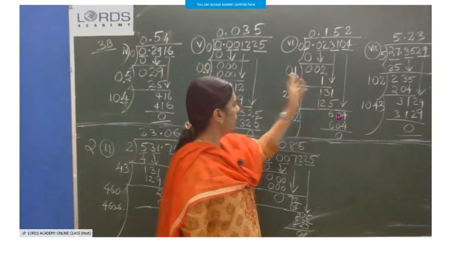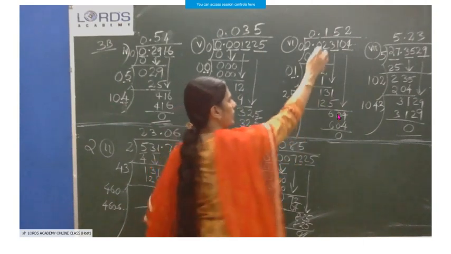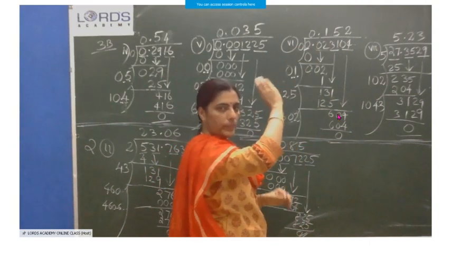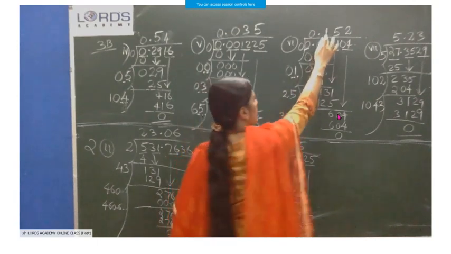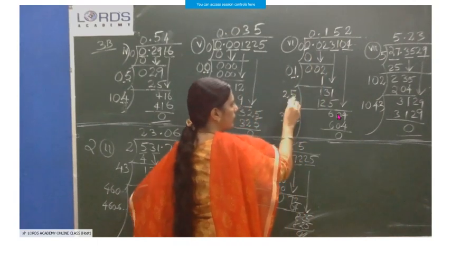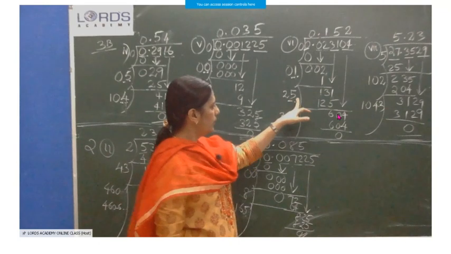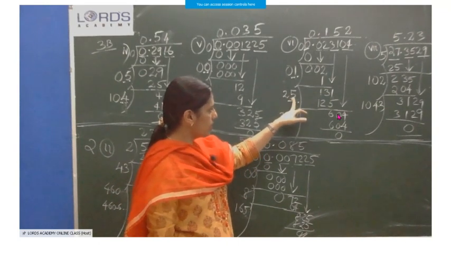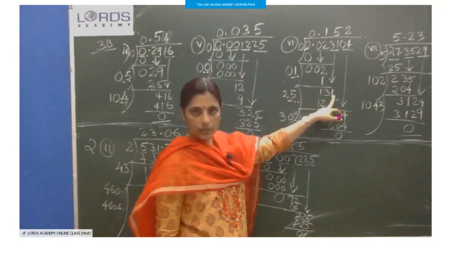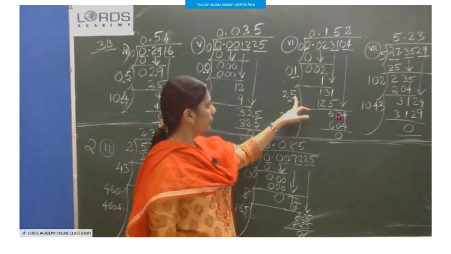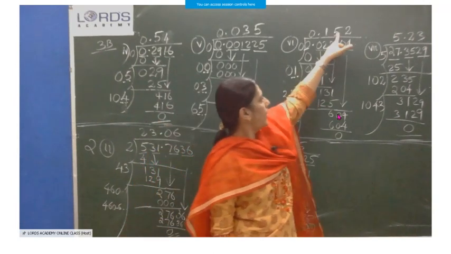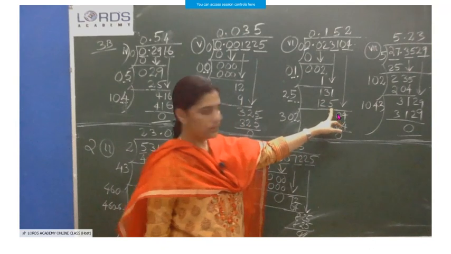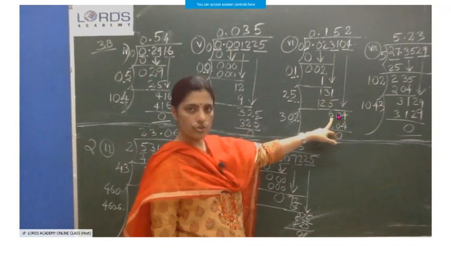In 130, what is the new divisor? It was 1. 0.1 means you have to take only the digit 1. It's double, 2. Then we have to get one more digit to match 131. 25 into 5. 25 into 5. We are getting 125. Subtraction 6.